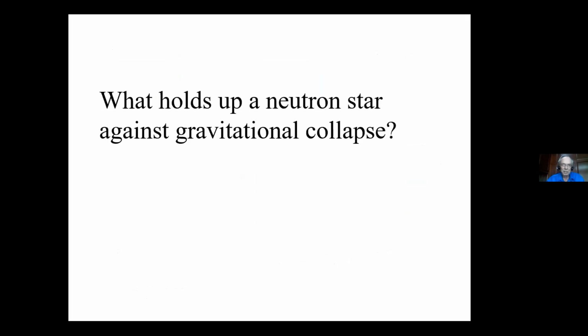So the question is, what holds a neutron star up against gravitational collapse? Why doesn't it collapse into a black hole? Well, we all know the answer. The answer is pressure. Okay, where does the pressure come from? Pressure comes from an equation of state. So people say it's essentially held up against gravitational collapse because of Fermi pressure from the neutrons.